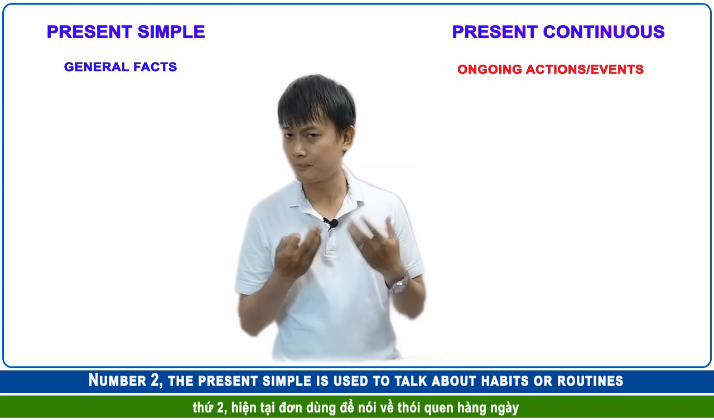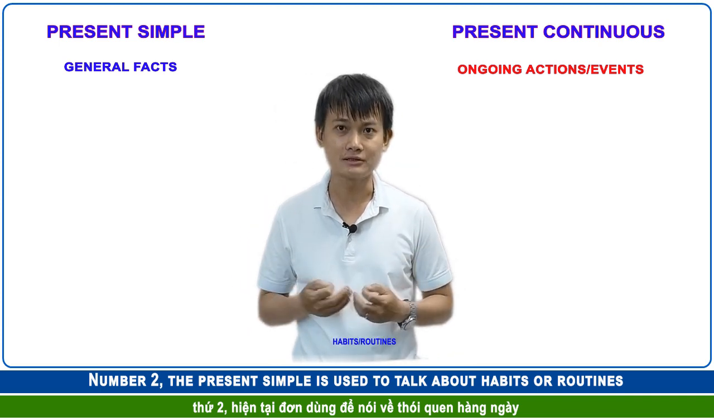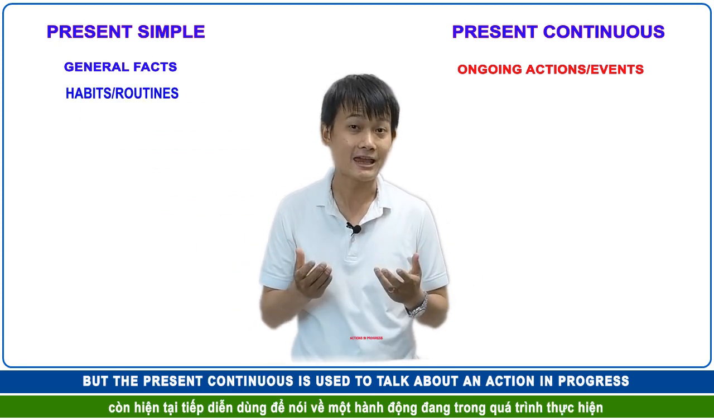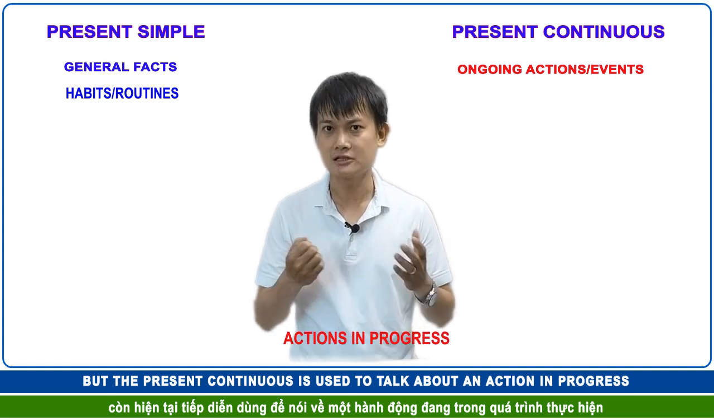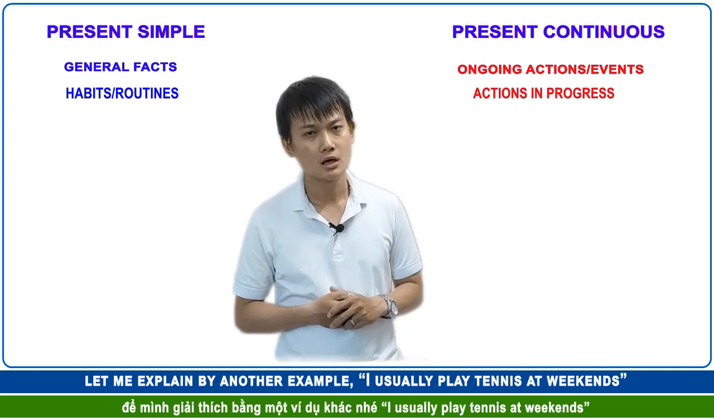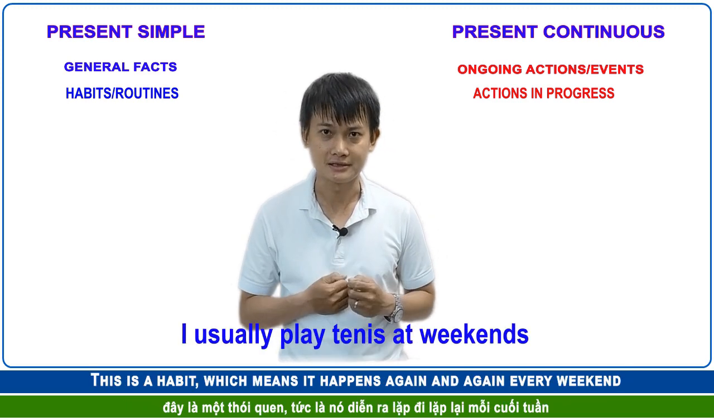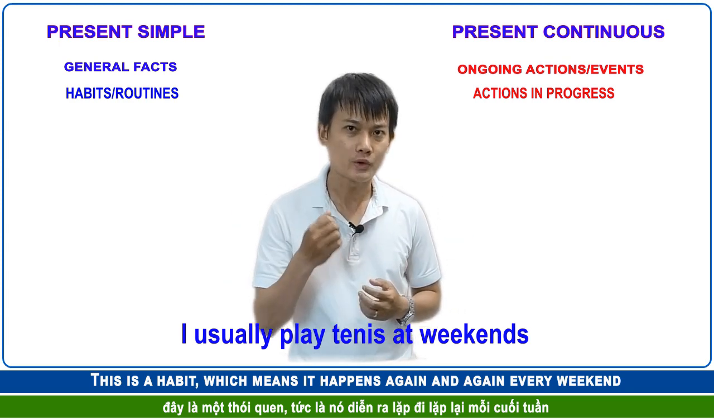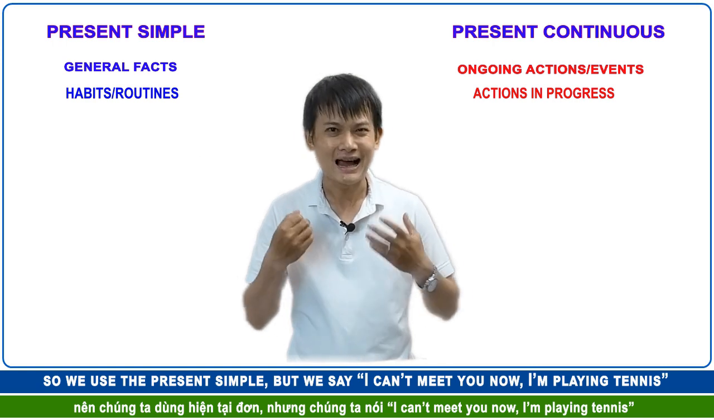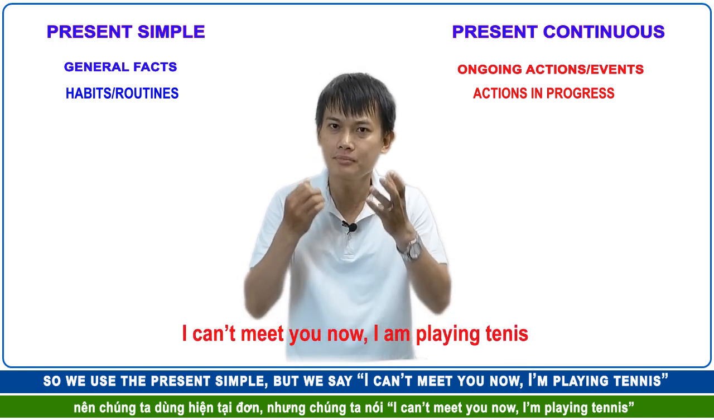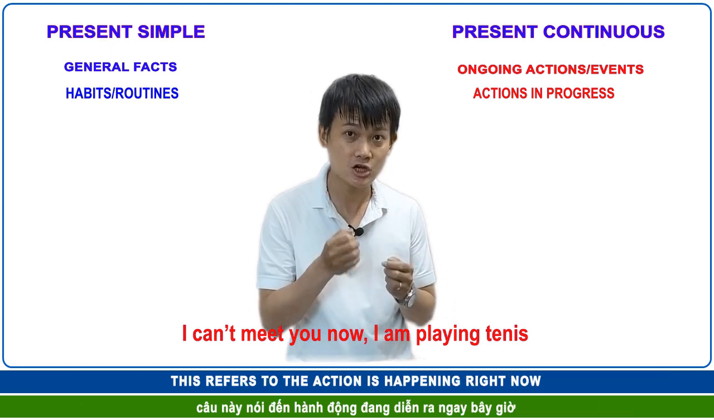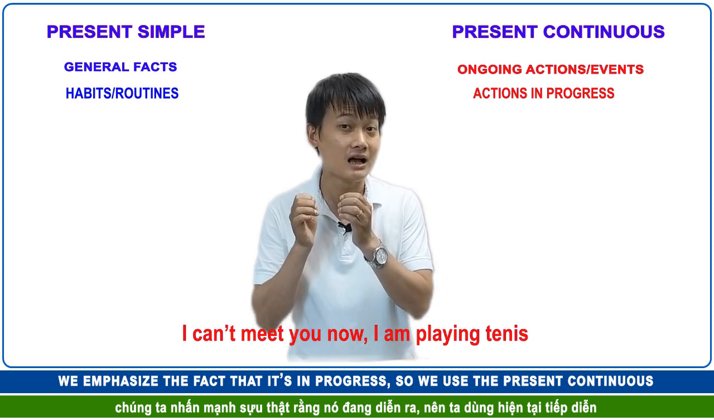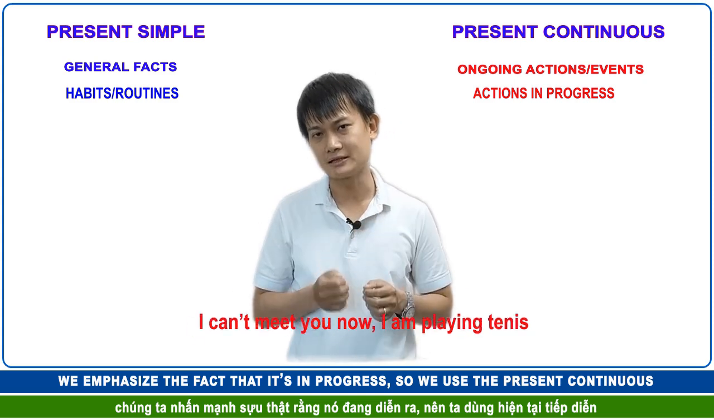Number two, the present simple is used to talk about habits or routines, but the present continuous is used to talk about an action in progress. Let me explain by another example. I usually play tennis at weekends. This is a habit, which means it happens again and again every weekend. So we use the present simple. But we say, I can't meet you now. I am playing tennis. This refers to the action happening right now. We emphasize the fact that it is in progress. So we use present continuous.